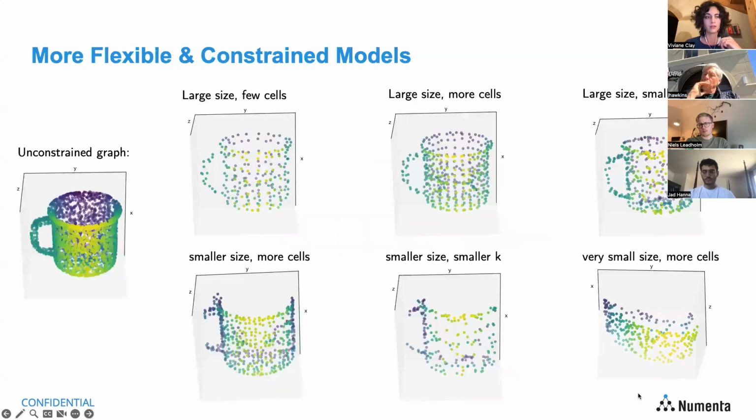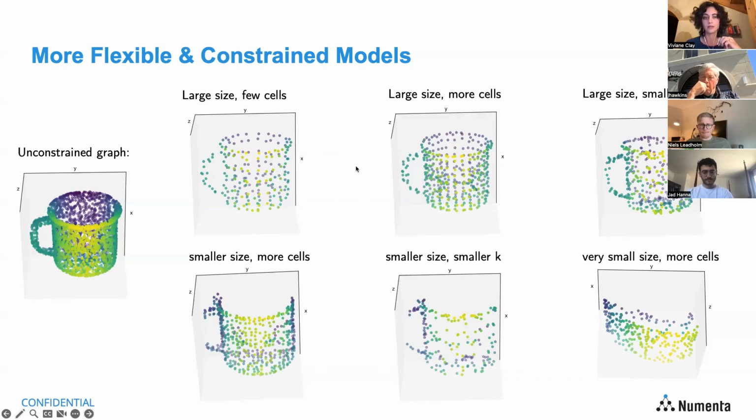And then here are just some pictures that I showed last week already. Just to recap, this is the graphs we have right now. They're totally unconstrained. We can learn as large objects as we want, as detailed as we want. And then these are the new constrained objects. The top row shows a cell that can learn larger objects, so here it covers the entire mug, while the bottom row can only learn smaller objects, so here it only learns part of the mug.